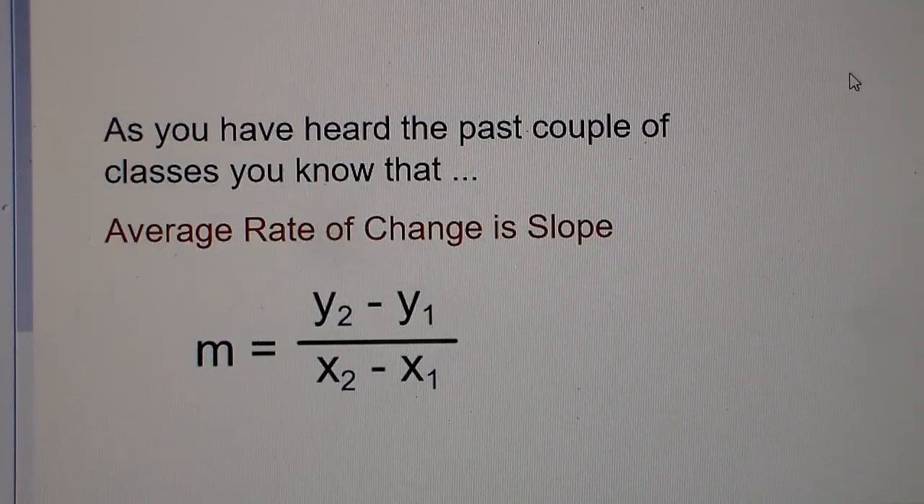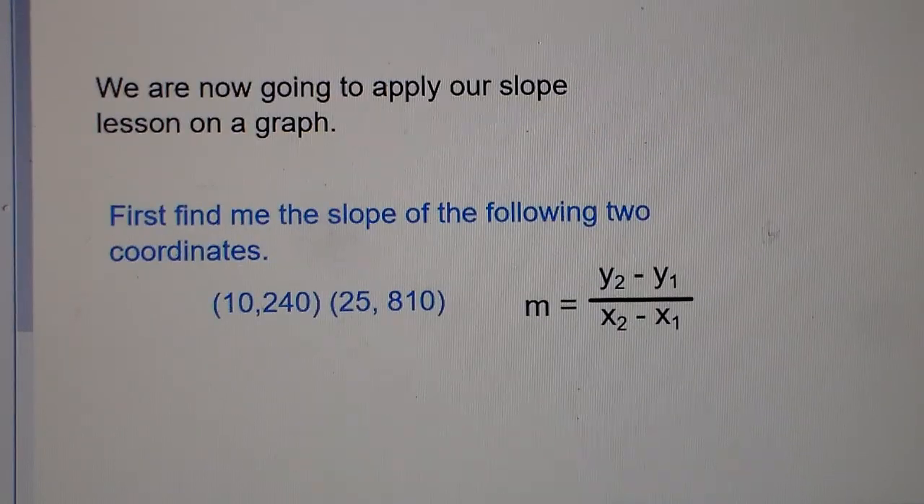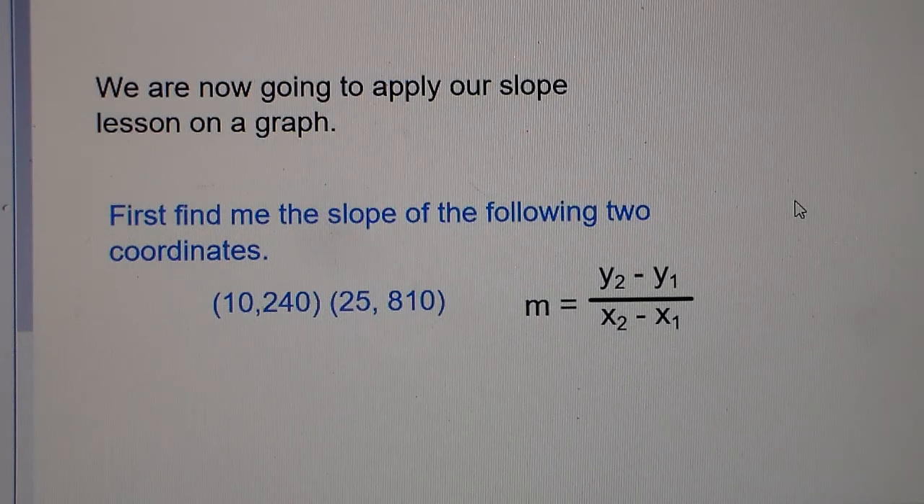Alright, as you heard the past couple of classes, you know that the average rate of change is the slope. So we have our slope formula, m equals y2 minus y1 over x2 minus x1. You've seen this quite a bit now. So just to recap, make sure you got this down pat. First, find me the slope of the following two coordinates. Our numbers are getting a little bit bigger than we normally would see in class, because we're going to try to use as much real data as we can.